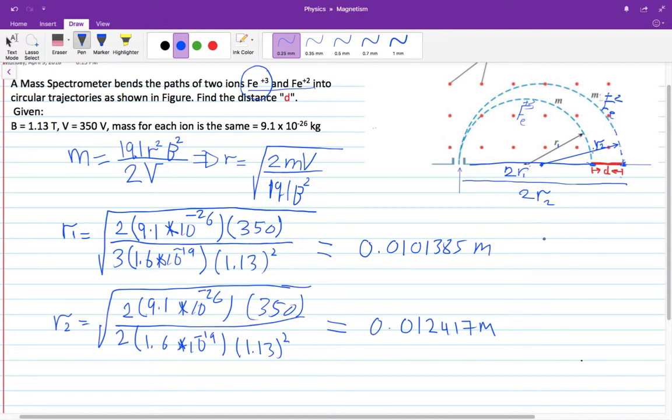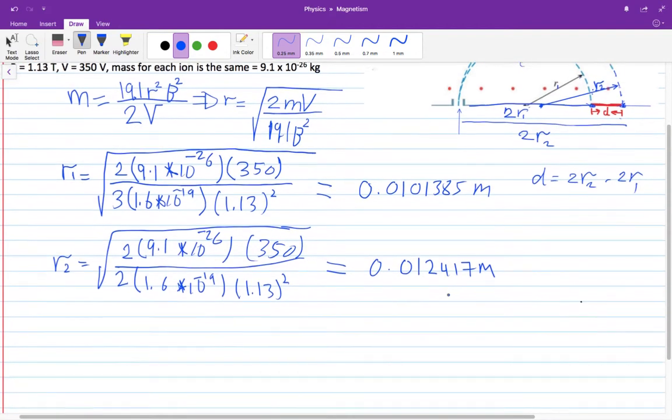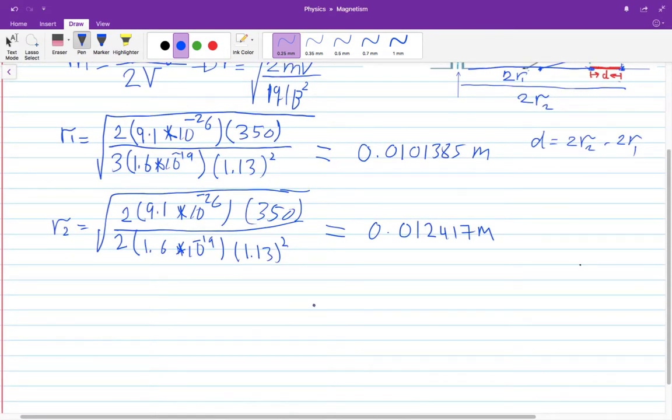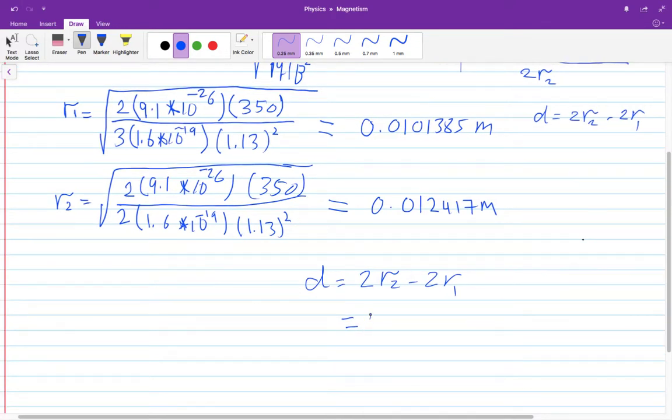Now to find D, D is equal to 2 R2 minus 2 R1. So D is equal to twice R2 minus twice R1, or the diameter of the big circle minus the diameter of the small circle. And if you plug in the numbers correctly, it is equal to 0.004547 meters. That's it. Thank you very much. I hope this helped.